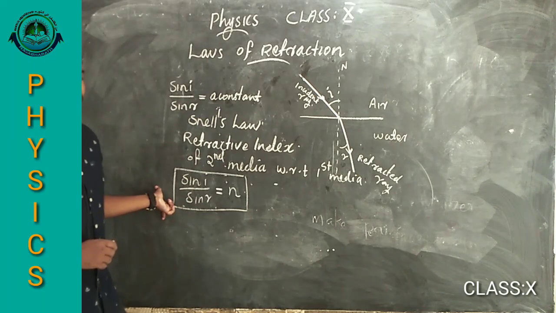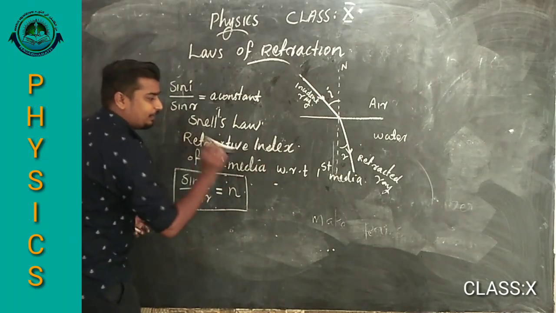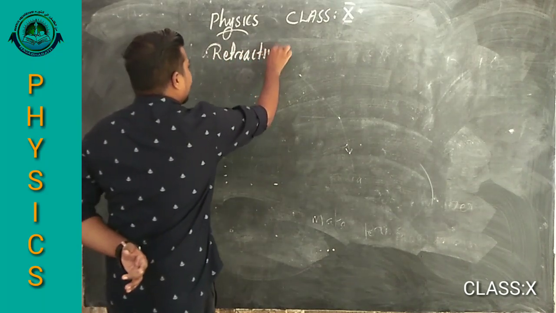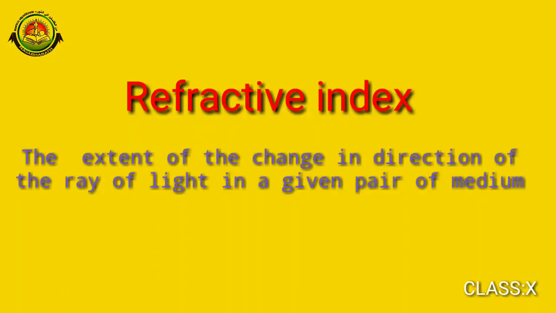Is it clear? Okay. Next, we are going to discuss this section, refractive index. The refractive index means the extent of the change in direction of the ray of light in a given pair of media is called refractive index. What is the refractive index? The extent of the change in direction of the ray of light in a given pair of media. It is called refractive index.